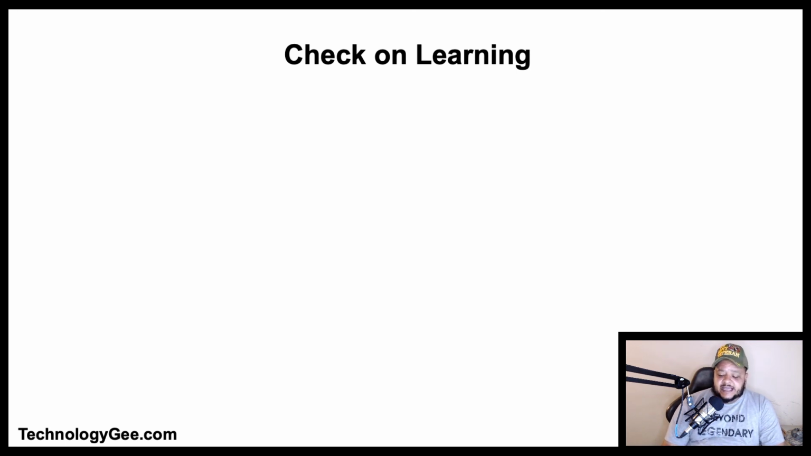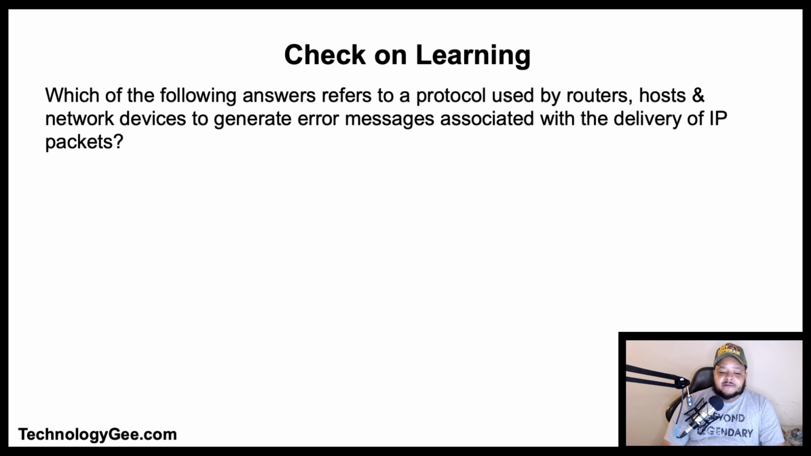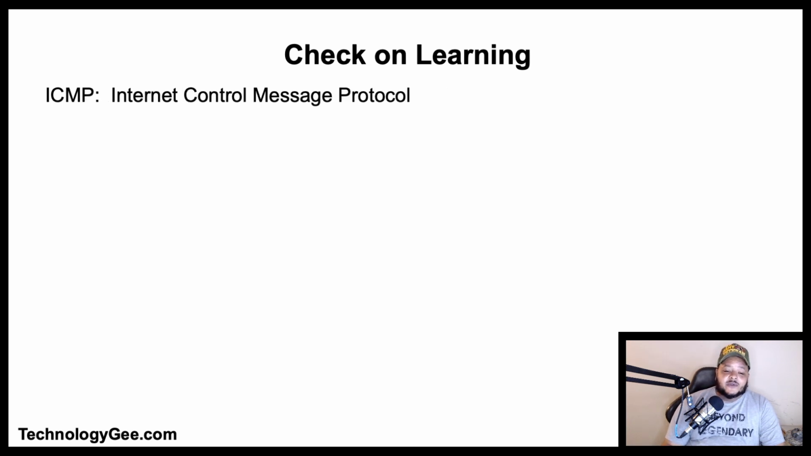So the first question is, which of the following answers refers to a protocol used by routers, hosts, and network devices to generate error messages associated with the delivery of IP packets? Is it CCMP, RSTP, ICMP, or SNMP? So which of the following answers refers to a protocol used by routers, hosts, and network devices to generate error messages associated with the delivery of IP packets? The correct answer is ICMP, or the Internet Control Message Protocol.